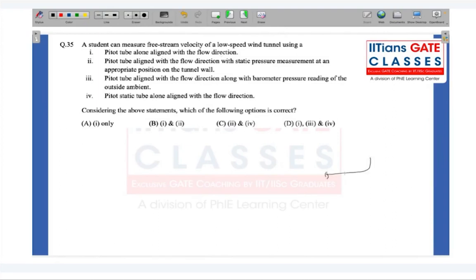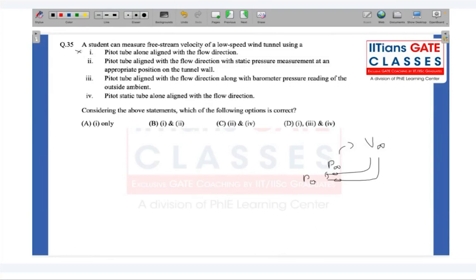free stream? So there are two components, right? We have the pitot tube and then the static probe. The pitot tube will measure the stagnation pressure, and then the static probes will measure the static pressure. And with that, you can calculate the dynamic pressure and correspondingly the velocity. In this case, if I'm using only a pitot tube and not a static probe, then I really can't measure the free stream velocity, right? So option 1 is not true.